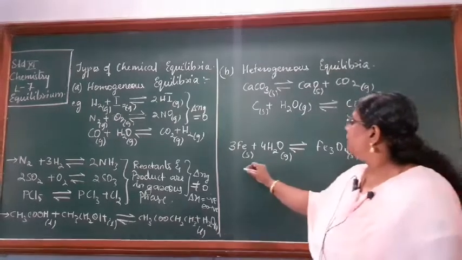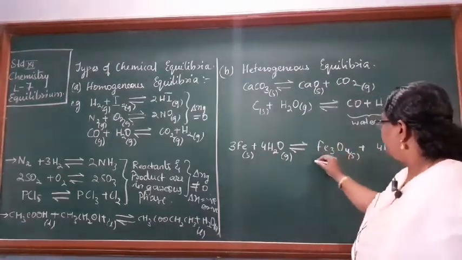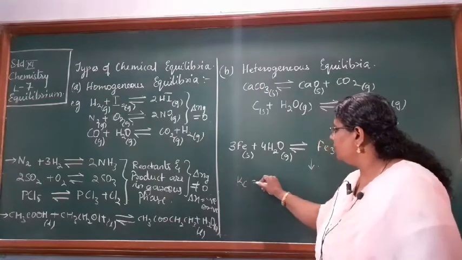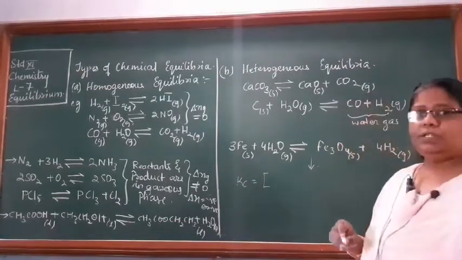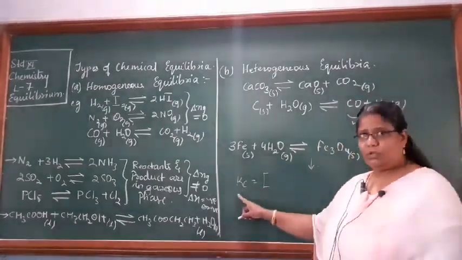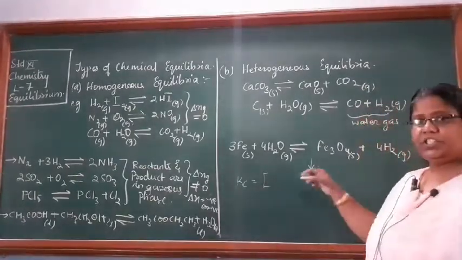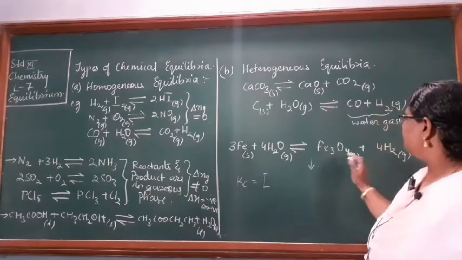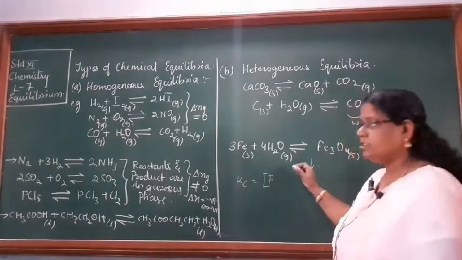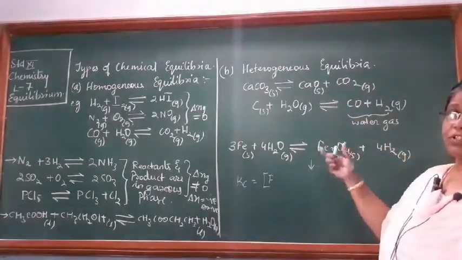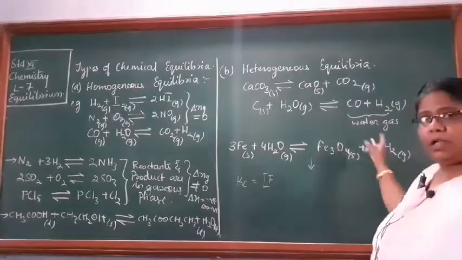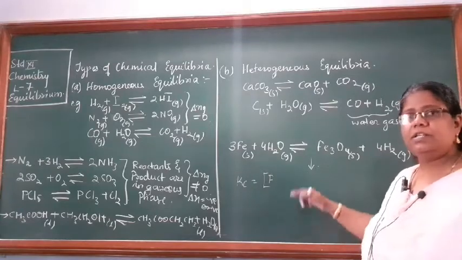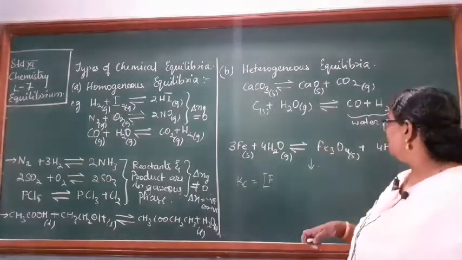So if you want to write Kc for this particular reaction, how to write Kc? What was Kc? It was the equilibrium constant, no? Kc is in terms of concentration. It would be the product of the concentration of the products divided by the product of the concentration of the reactants raised to their stoichiometric coefficient.